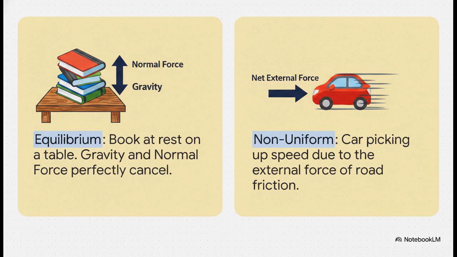Look at the book on the left. Gravity is pulling it down, sure, but the table pushes back up with a normal force. These perfectly cancel out to zero. That right there is equilibrium. Now look at the car on the right picking up speed. There is a net external force, in this case the friction between the tires and the road, actively pushing the car forward. Because the forces do not cancel, the car accelerates.